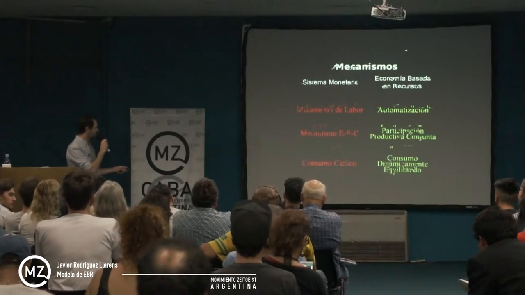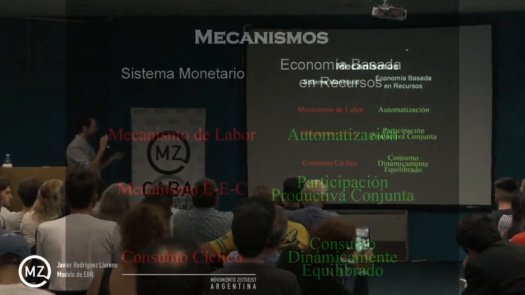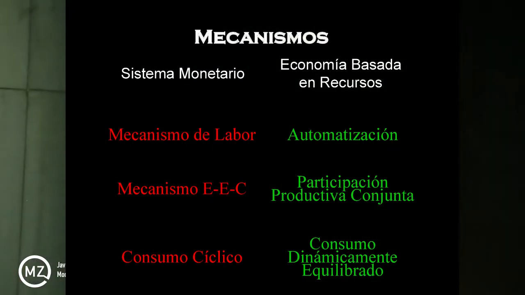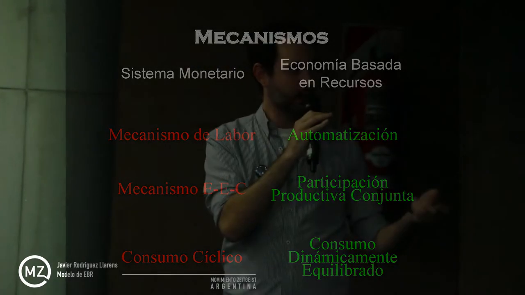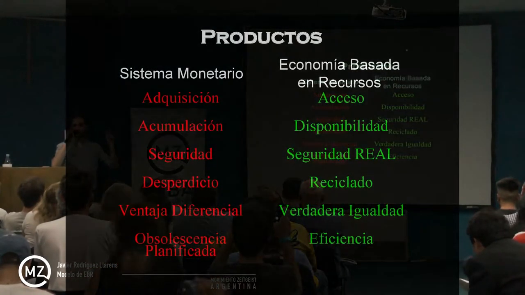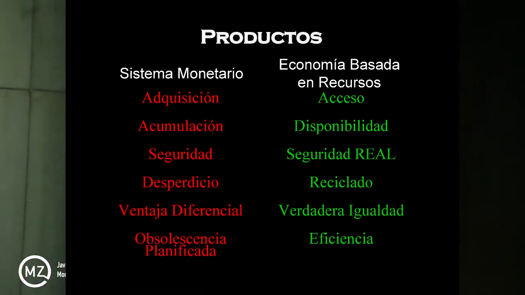And about mechanisms, from labor to automation, from employer-employee consumer to joint productive participation, cyclical consumption for dynamically balanced consumption. And the outputs: acquisition for access, accumulation for availability, security for true security, waste for structural recycling, differential advantage, this competition for true equality, and planned obsolescence for structural efficiency.